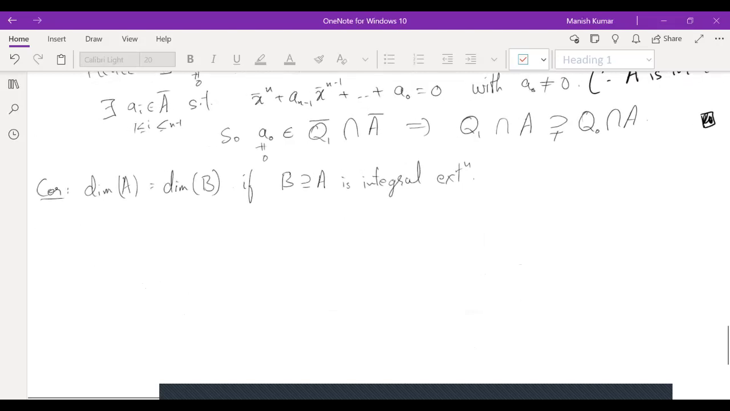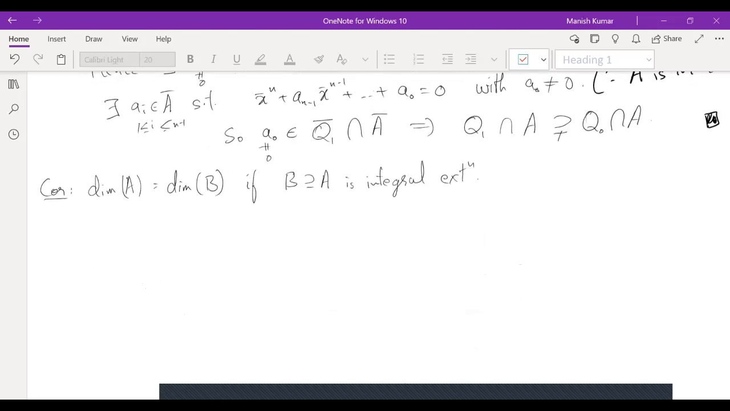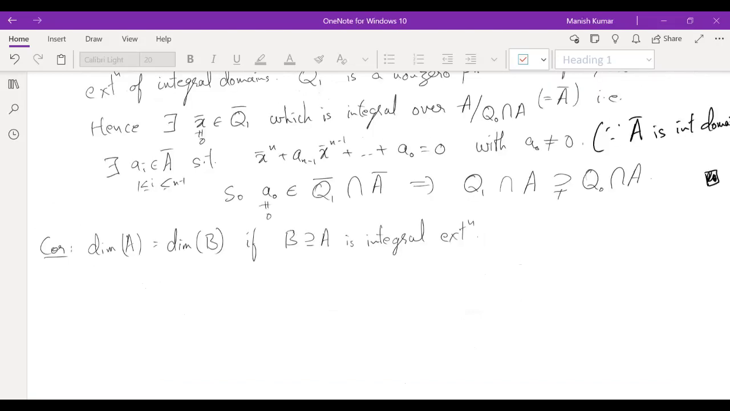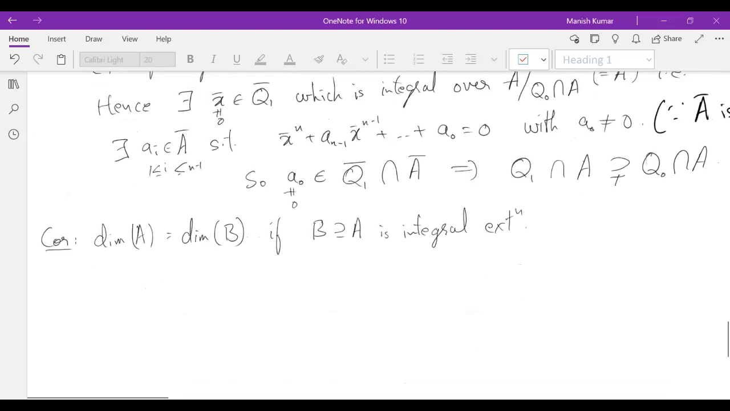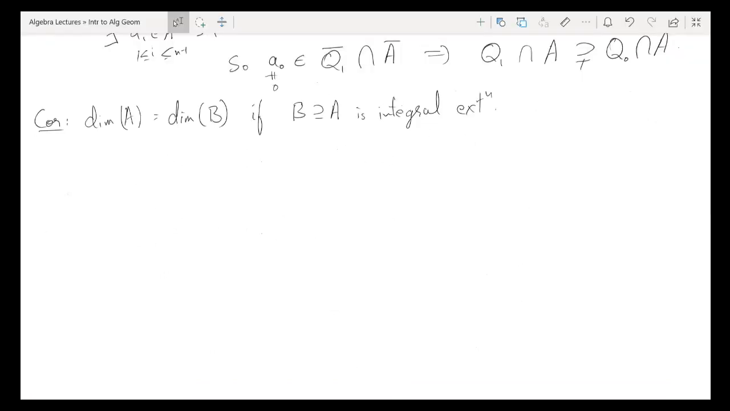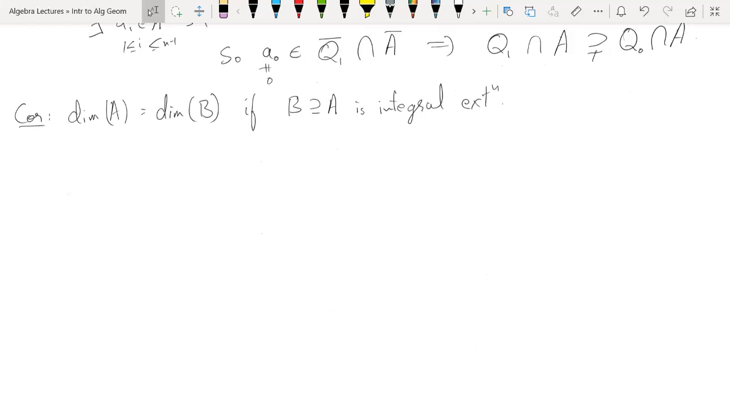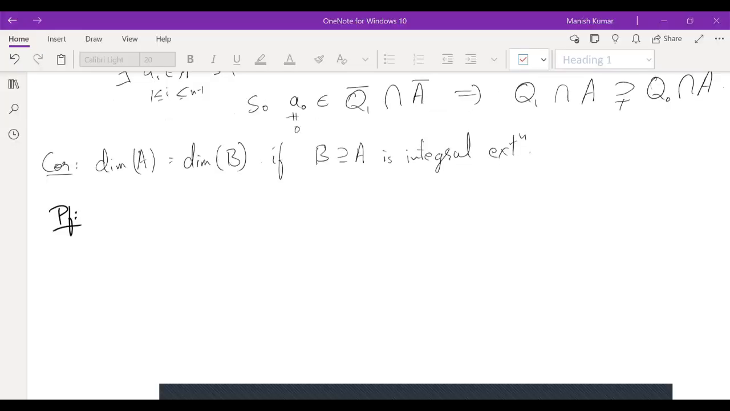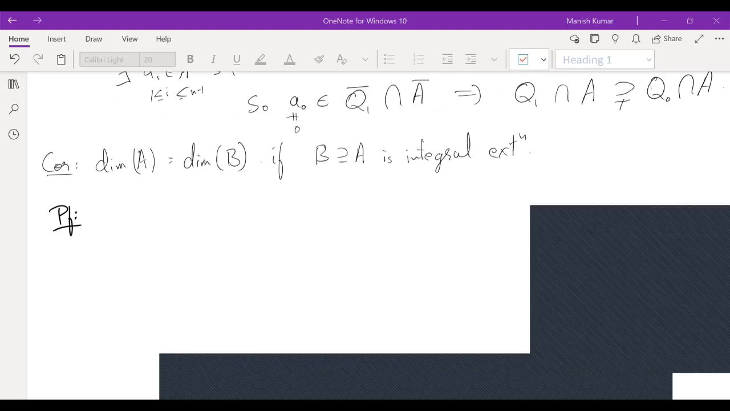So finally, we want to prove that dimension A is the same as dimension B if B is an integral extension of A. So how do you prove this? You guys are still with me, right? So going up gives one inequality.